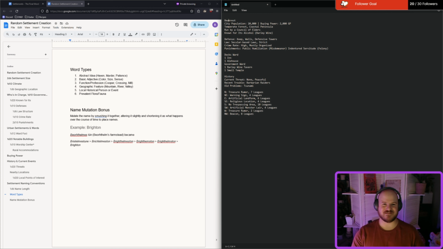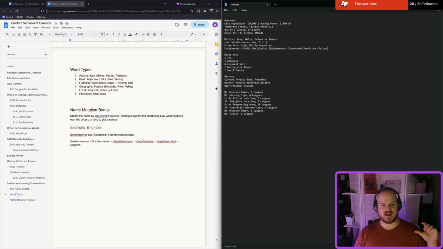Though I guess we could change it, right? Let's change it. Don't let a good idea just pass you by. Okay. This is a place that's known for its mead, and it's named Beecrest. Done. So yeah, that's usually how I make small towns.